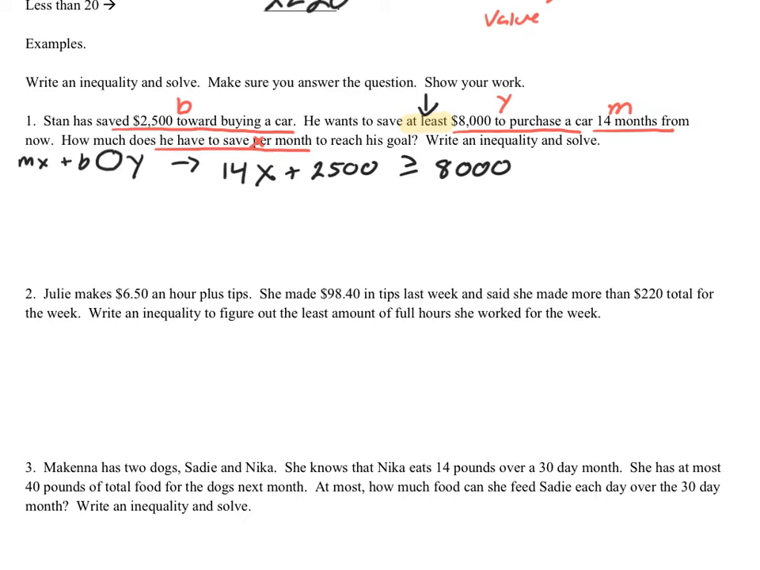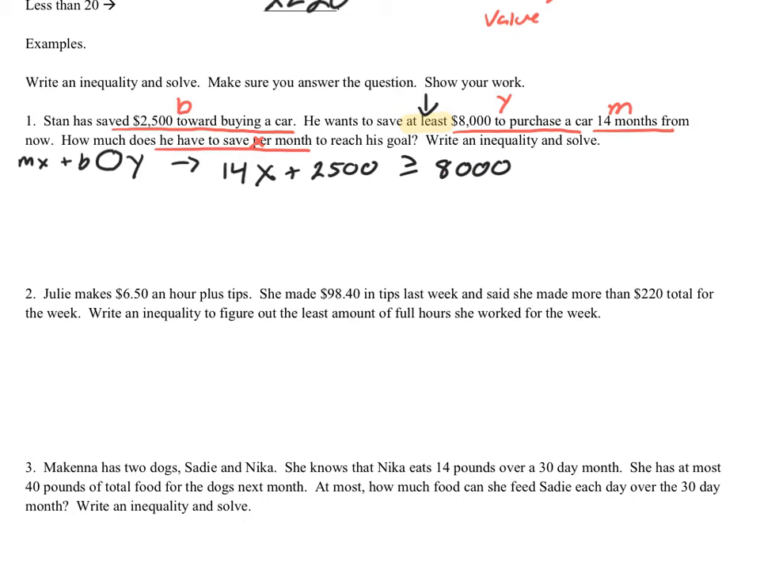This section on the right is describing how much Stan is saving. So this is the description of what is happening to his bank account, what money is going in, what money was already there. 8,000 is describing what that car salesman is going to ask him for. His bank account dollar amount needs to be larger or equal to the amount that the car salesman is going to ask him for. So that's why we're using the greater than or equal to.